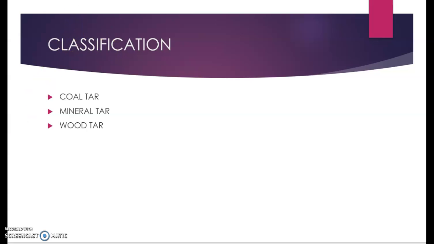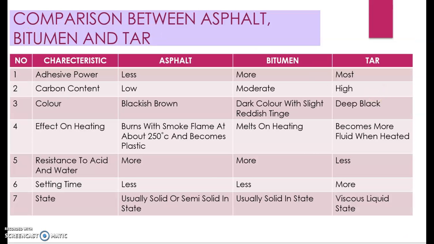Now since we have covered three different types of bituminous material, there can be a little bit of confusion on what is good, what is bad. So there is a comparative statement here. Please copy this entire thing in your book. Of course you're supposed to make notes on the other things also, but copy this. This is like a summary of the entire thing, what is good, what is bad. You can clearly see these characteristics: adhesive power, carbon content, color, compared across all three materials.